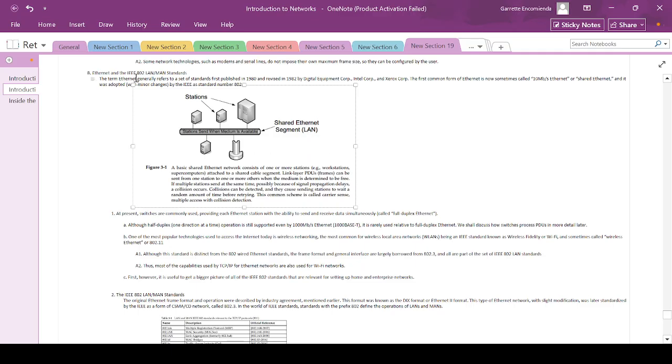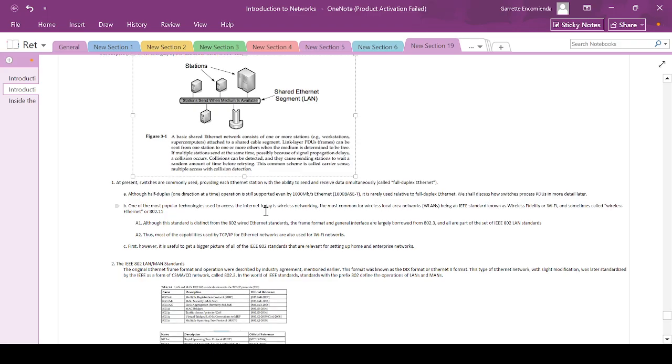So this is what we call IEEE 802.3. So these are LANs that can support LAN and MAN standards. As you can see, we have different stations. A basic shared Ethernet network consists of one or more stations, workstations, supercomputers attached to a shared cable segment.